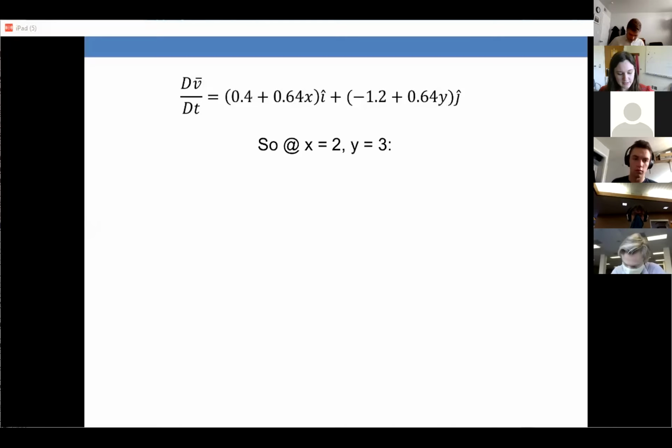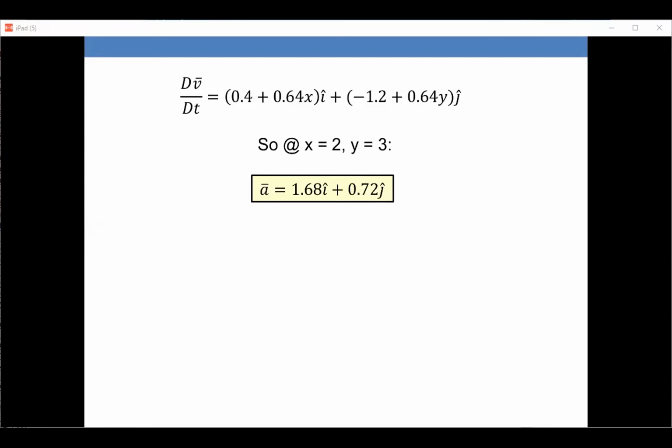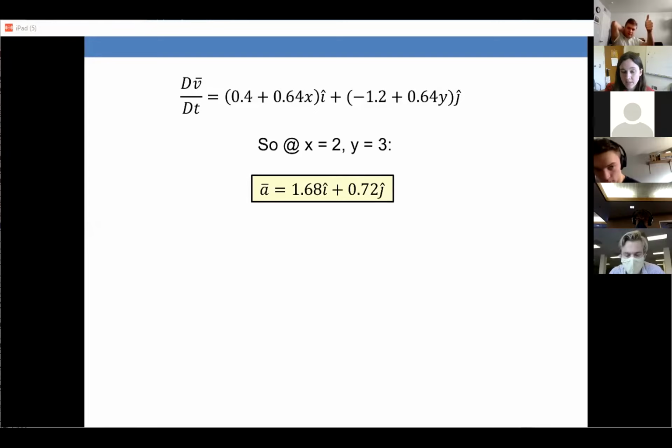Okay, like so. So at x equals 2, y equals 3, we plug those in. 1.68i plus 0.72j, unless I made some sort of algebra mistake, that should be right. So let me know if I did, but everything added up right. This is one way of expressing the answer. There is a different way as well. What would be the other way of expressing the same answer?